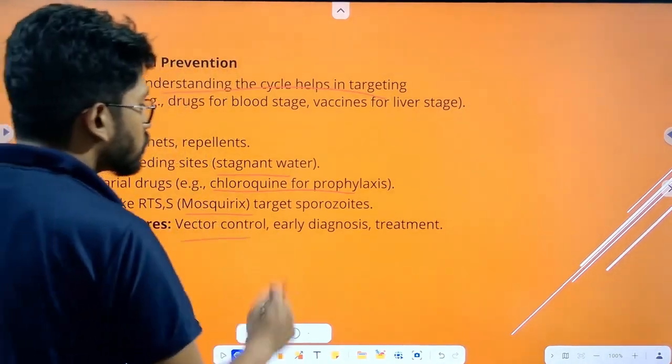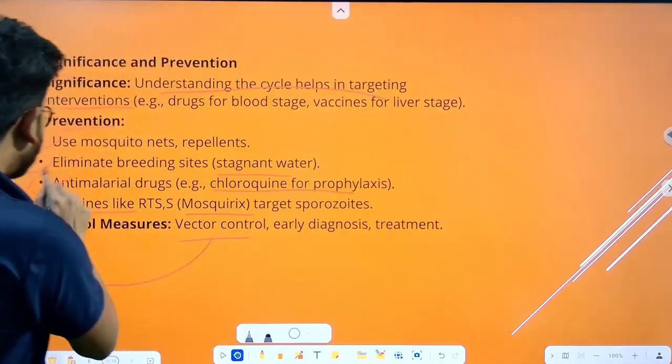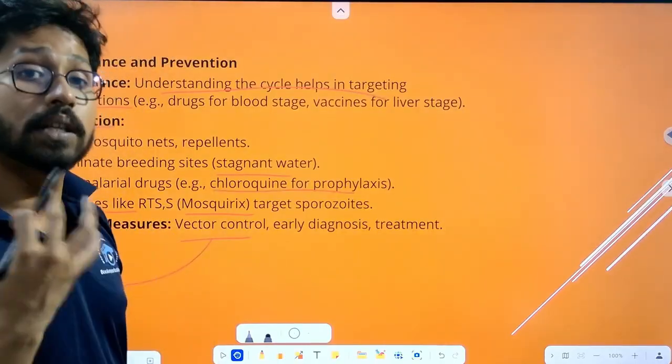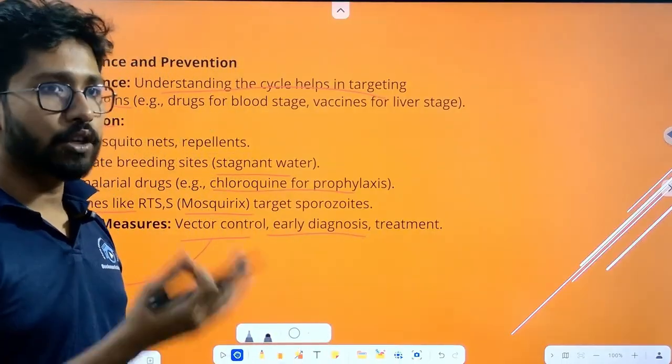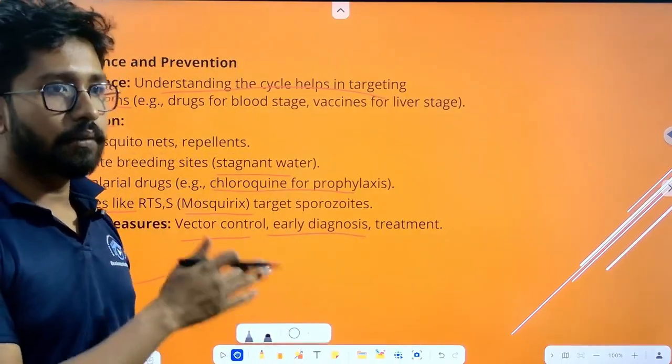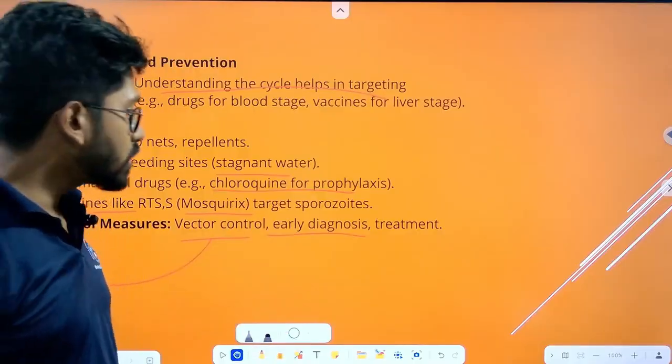Control measures, vector control. Vector control means we cannot stop them entirely, but we will try to stop their breeding as much as possible. We will check on patients and try to get early diagnostics so the infected patient can be isolated and treated as such. And of course, treatment.